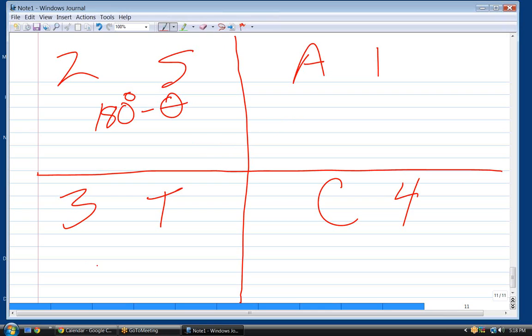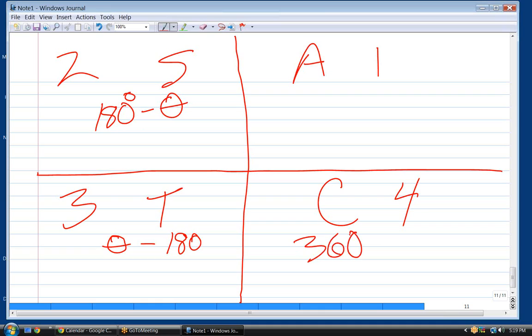What's the formula for the third quadrant? I remember, isn't it just the opposite, the reverse of it? Yeah, theta minus 180. Just remember it's the reverse of the second. And the fourth is the same as the second, only it's 360 instead of 180.